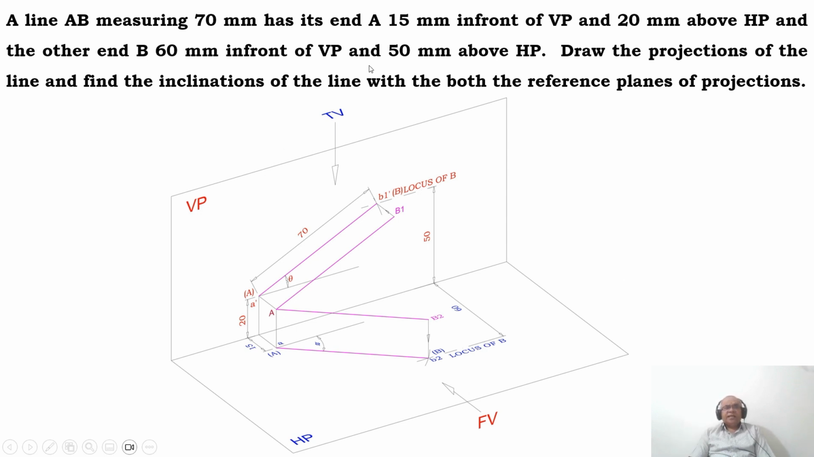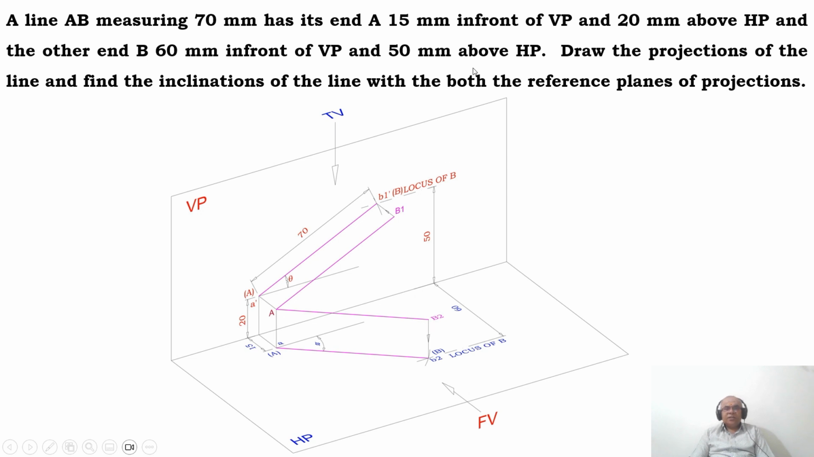Similarly, he says end A is 15 mm in front of VP. So you get 15 mm in front of VP, where you can see the distance is seen in the horizontal plane by looking from the top view. Similarly, he says 60 mm in front of VP. So from VP, you measure 60 mm and draw a horizontal line which is parallel to XY.